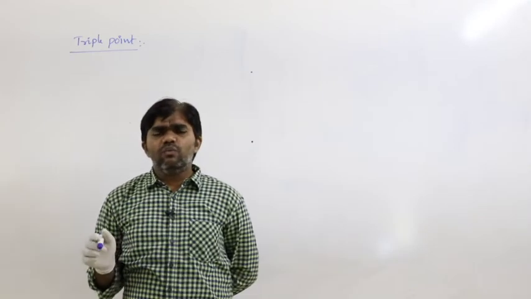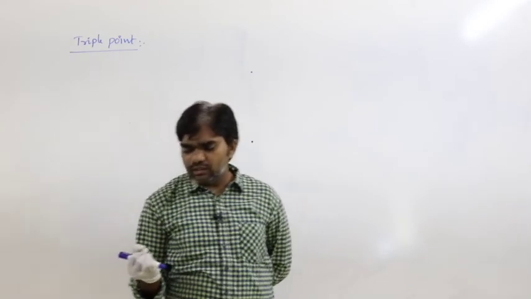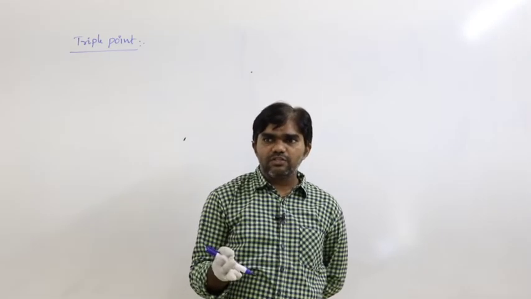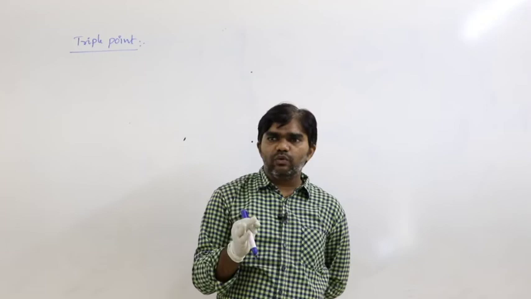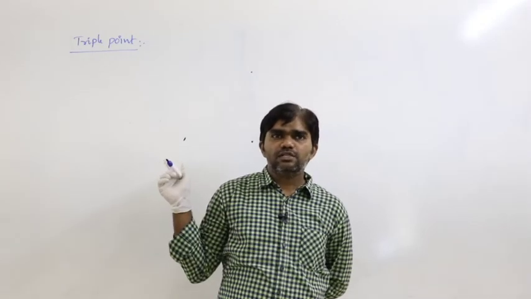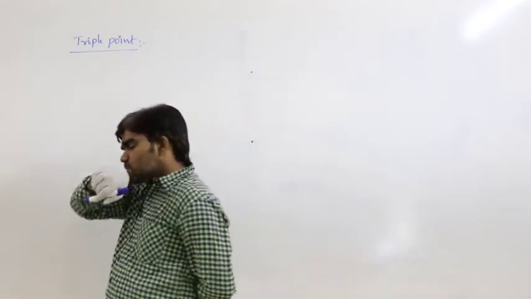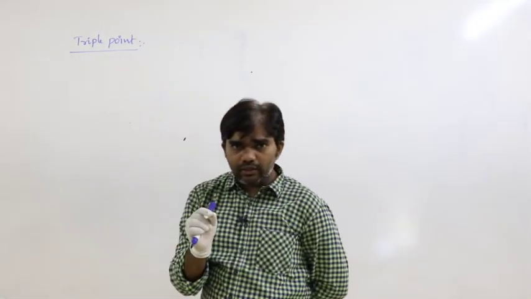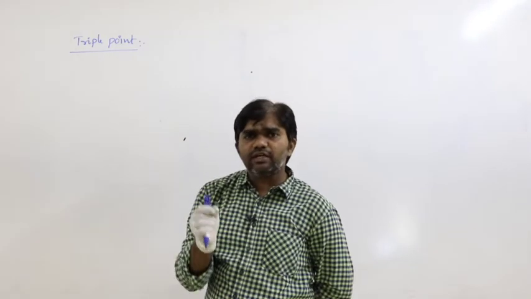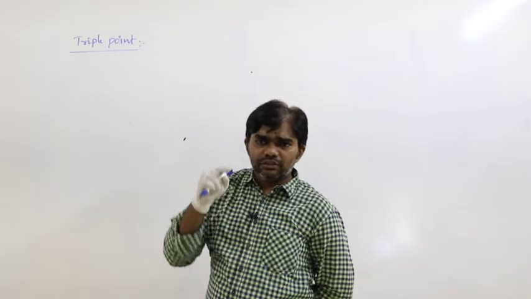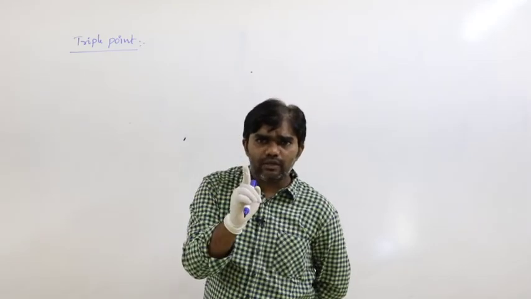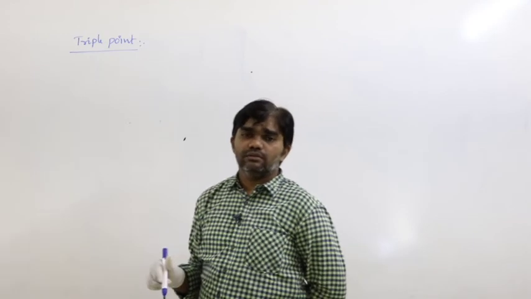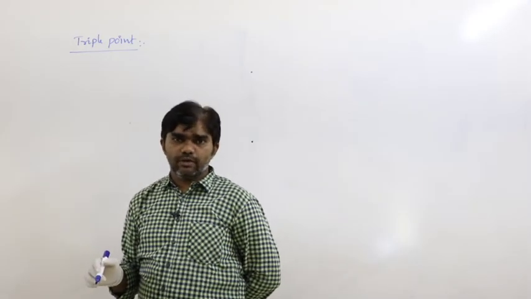Three states of matter. What are the three states of matter? Solid, liquid and gaseous state. The three states of matter can coexist at one point, that is called the triple point of water. So at the same point, solid state, liquid state and gaseous state exist together. That is called the triple point.